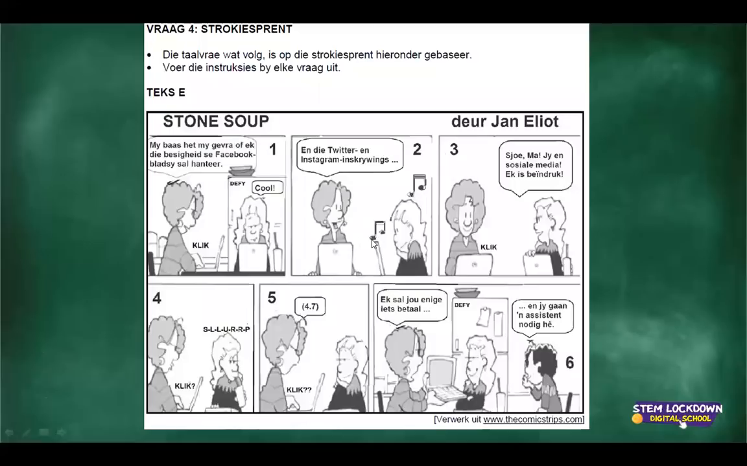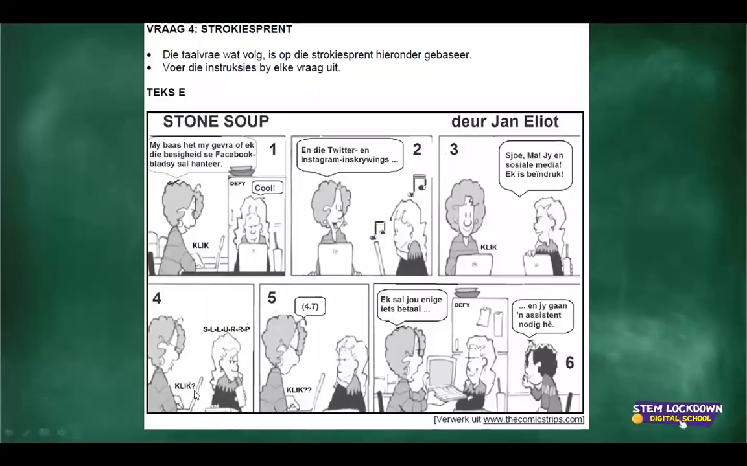Hier is musieknote, die sê die music note. Kyk, daar speel seker musiek iewerste. Kyk, die ma glimlag nog steeds, sy is besig om op die rekenaar te klik, en die dogtertjie sê, shoot ma, jy in sosiale media, ek is beïndruk. Kyk hoe die ma se mond hier verander. Look at how her mouth has changed.